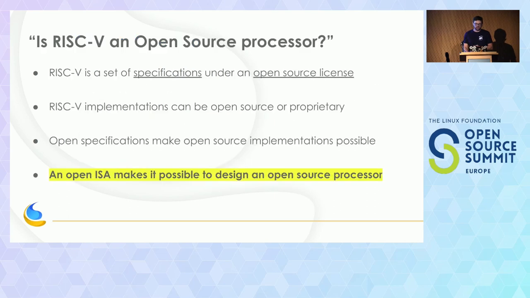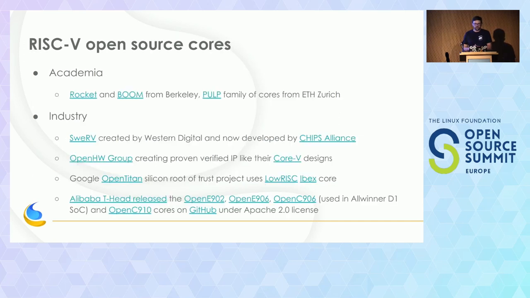Sometimes people ask me if RISC-V is an open source processor. RISC-V itself is just a set of specifications that are under an open source license. So RISC-V implementations can be open source and they can be proprietary. But the thing that I'm excited about is that open specifications make open source implementations possible. An open ISA like RISC-V makes it possible to design open source processors. And there are several open source cores already out there and being used, sometimes in FPGAs, sometimes being taped out into ASICs.